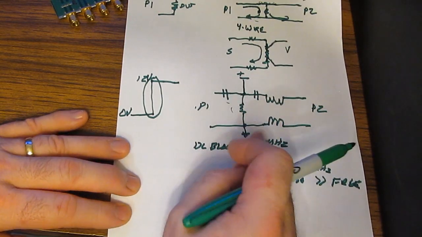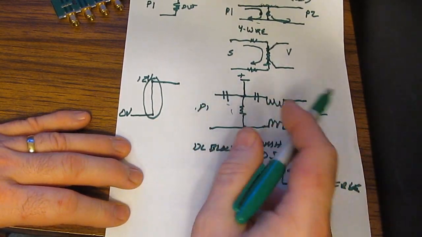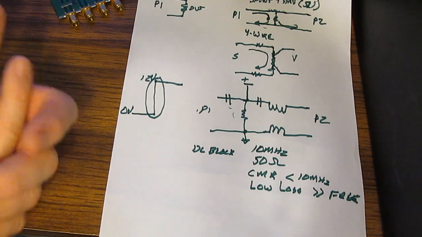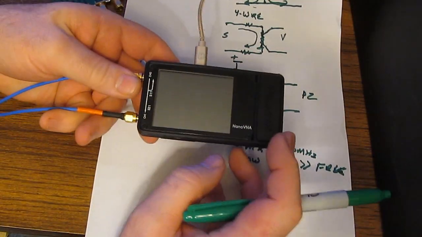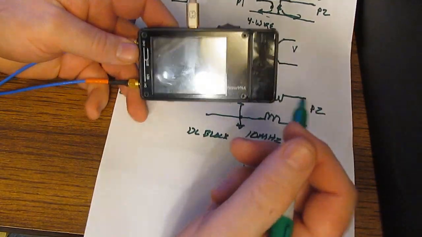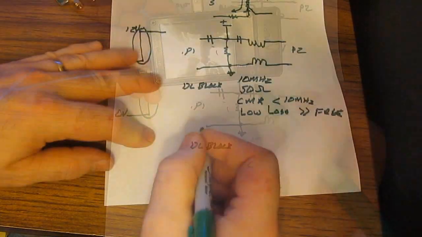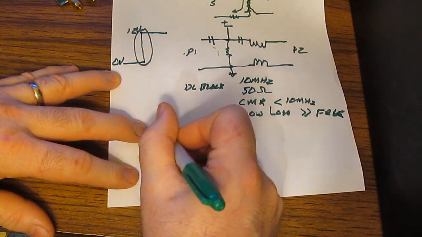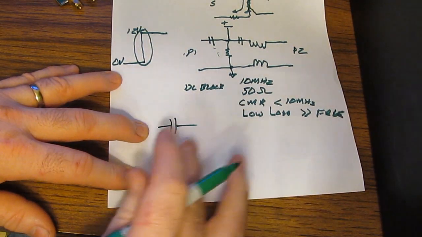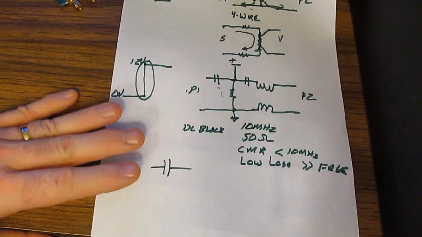So just be aware when you're playing around with this stuff, you can damage the network analyzer. Nice thing about this is, we're talking about a network analyzer, it costs $50, so it's not the end of the world. So let's talk about the DC block a little bit. Again, we said it's nothing more than a capacitor.